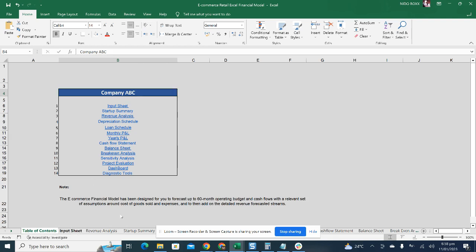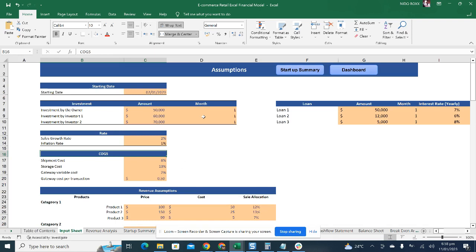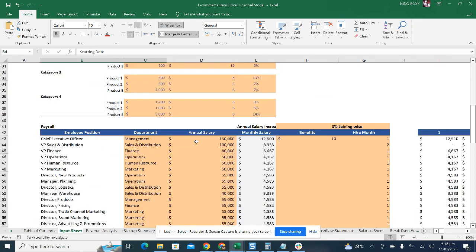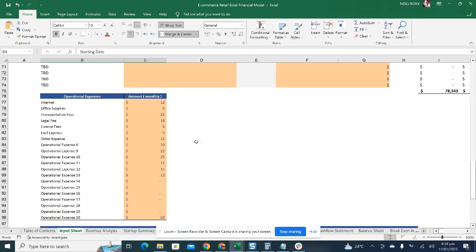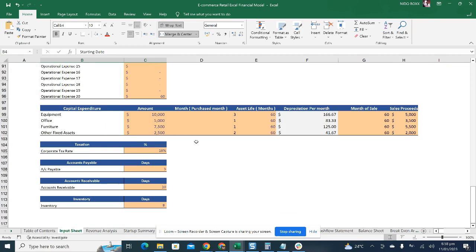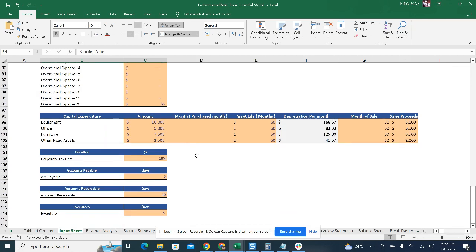Moving on to input sheet. The key area where you can add your business specific information. As you can see, the highlighted area can be changeable according to your assumptions. It includes your starting date of your business, investment, loan schedule, rate, cost of goods sold, revenue assumptions, payroll, operational expenses, capital expenditure for your assets, taxation, accounts payable, accounts receivable, and inventory in days.